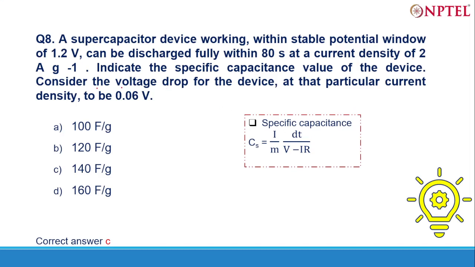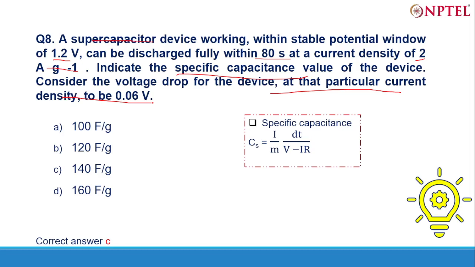So what is the question? First, you need to understand the question. The question says a supercapacitor device working within a stable potential window of 1.2 volt can be discharged fully within 80 seconds, the discharging time, at a current density of 2 ampere per gram. Indicate the specific capacitance, that is, with respect to weight or mass. Consider the voltage drop for the device at that current density to be 0.06 volt.